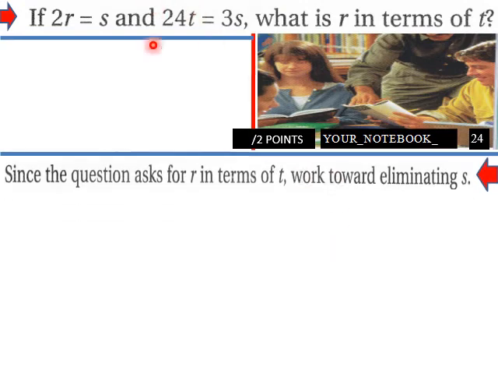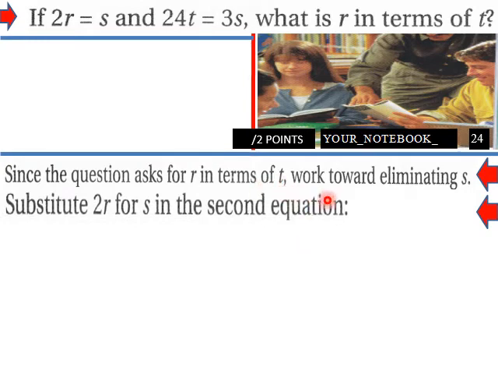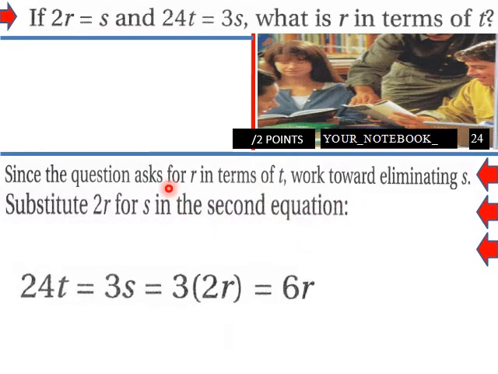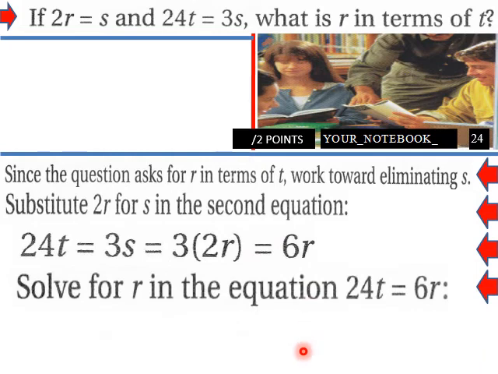So page 24, 2r equals s. What is r in terms of t? Work toward eliminating s. Substitute 2r for s in the second equation. So 24t equals 3s equals 3 times 2r equals 6r. So if 2r equals s, then 3 times s would equal what? 6r down here, 6r here. Then 24t would equal 3s, which equals 3 times 2r, which equals 6r.